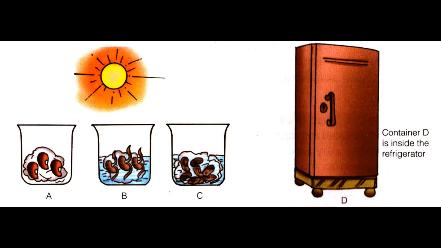After 3 or 4 days, you will observe that in containers A, C and D, the seeds remain unchanged, but the seeds in container B have germinated. Why?